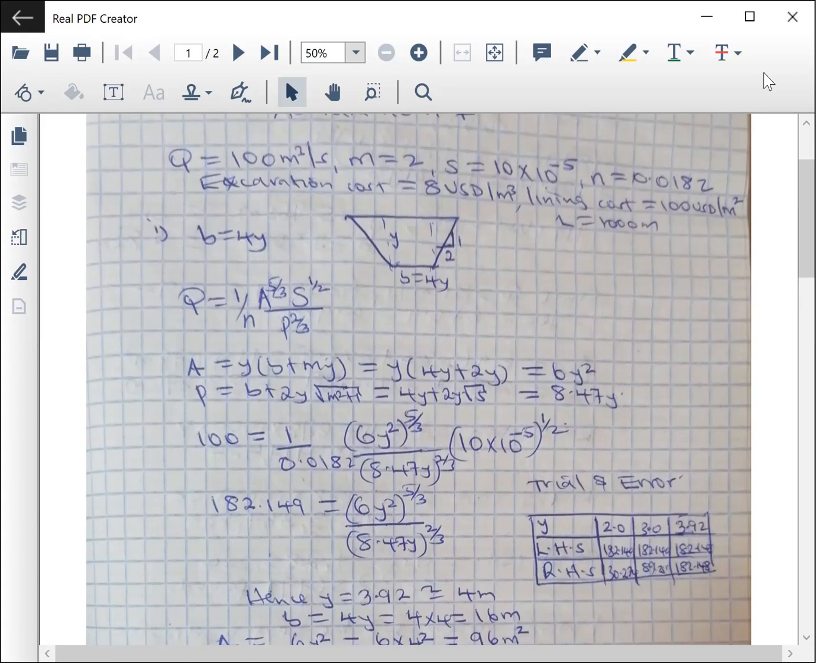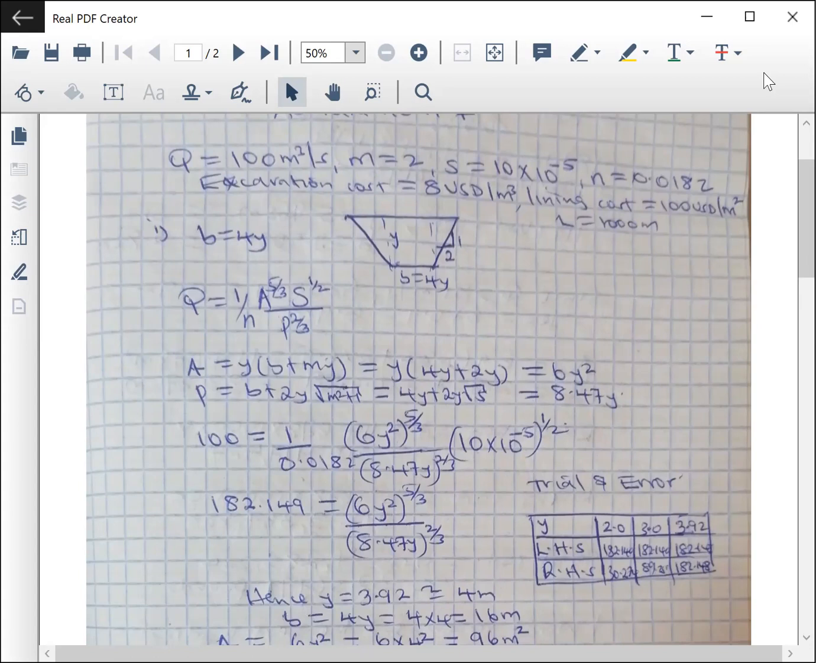Then another thing, the longitudinal bed slope, which we said from the previous is our S, or sometimes we can call it S naught, which is given by 10 centimeter per kilometer. But we said 10 centimeter per kilometer is like you take 10 centimeter, you divide by 1 kilometer, which is 100,000 centimeter. That is why we have 10 times 10 power negative 5. Then Manning's coefficient, we have been given as 0.0182, and excavation cost $8, all that.